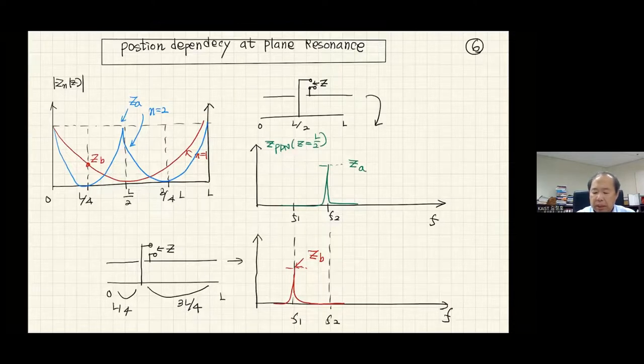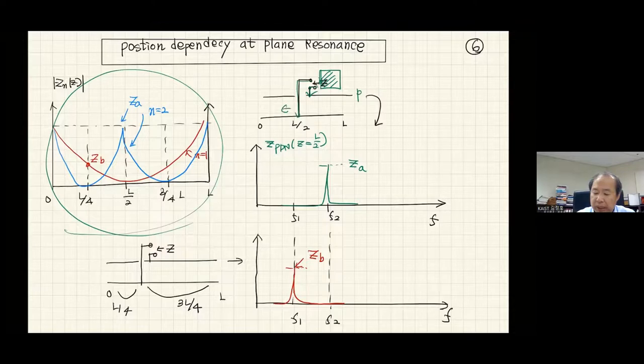Now, I'd like to discuss a little bit more about the position dependency. This is the impedance as a function of position. Let's assume that you have a device, and your device power is connected to the power plane, and your ground is connected to the ground plane. And let's assume that your via position is at the center. Then, if you look at the impedance GPDN at those positions, you are not going to see any high impedance peaks.